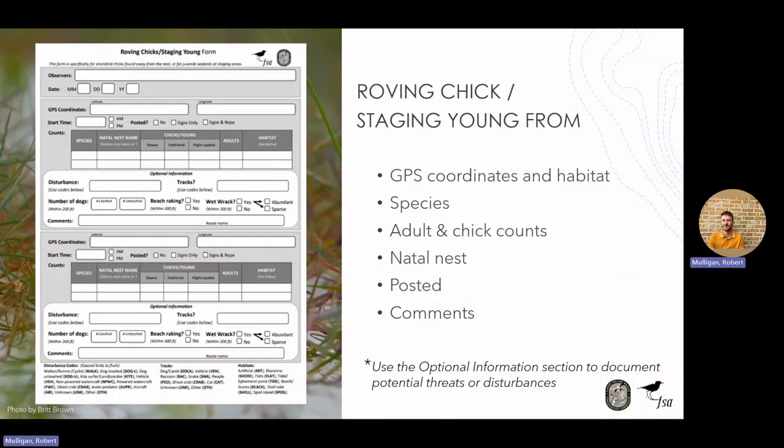If you find a shorebird roving chick, you will report it using the roving chick staging young form. You will need to document the location of the chick or chicks, the habitat they are using, the species, the number of adults and chicks, the natal nest if it is known, and any relevant comments. Are any of the birds banded? Any interesting interactions? You can also use the bottom section to document any potential threats or disturbances.